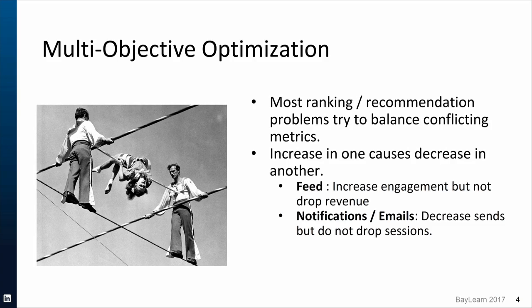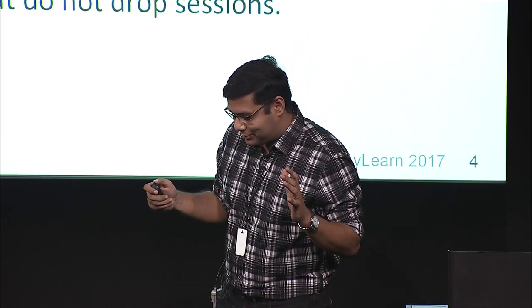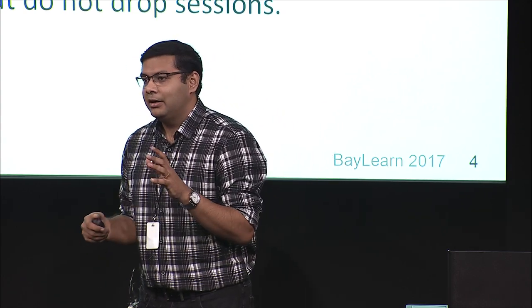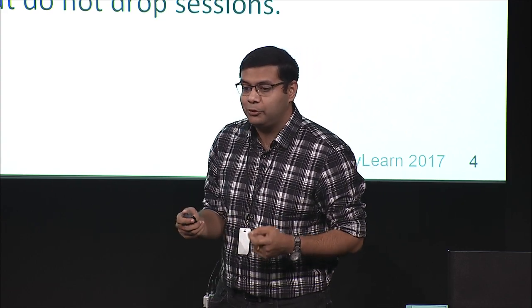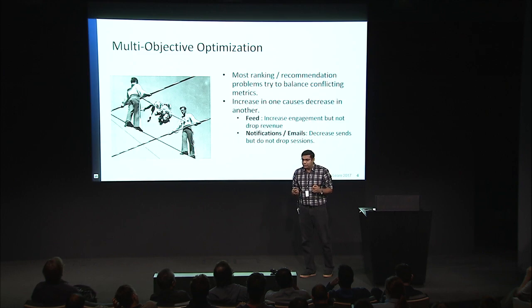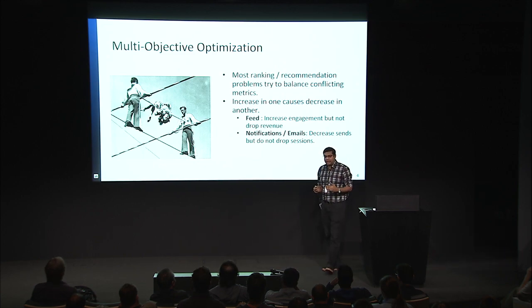The major example that I'll continue through for most of the talk will be on notifications. So if you consider the domain of notifications or emails, the major problem is that we will not try to increase too many sends. So we'll try to decrease the number of sends that we can, but at the same time, we do not want to drop sessions. So we know that, especially in the short term, if you send too many notifications, the user will come and visit your site more often, but that hampers the user experience. So what we try to do is decrease the total number of sends, but at the same time, not drop sessions.